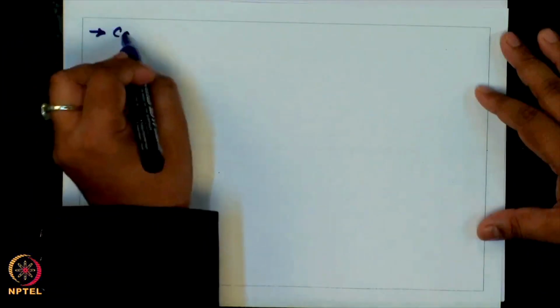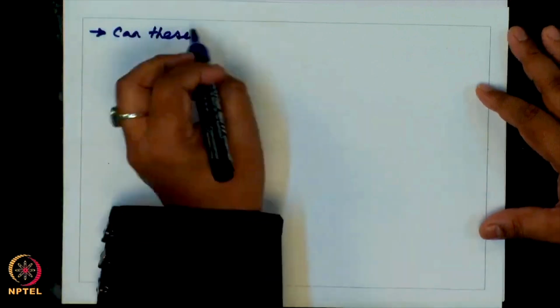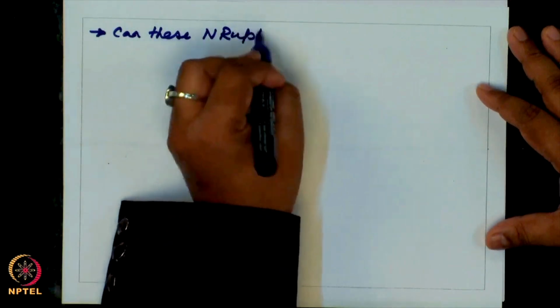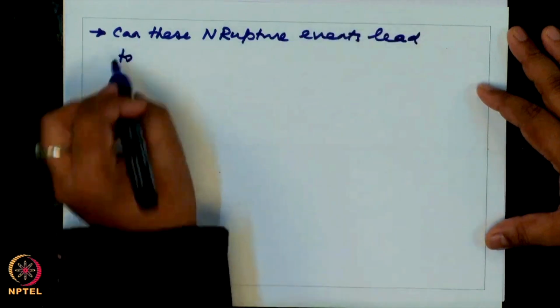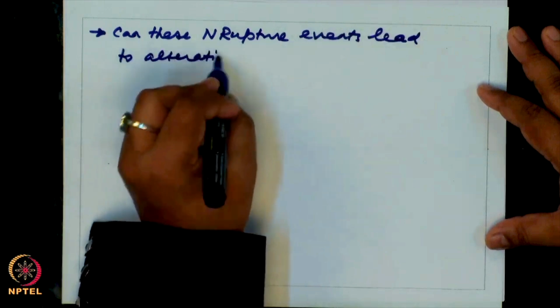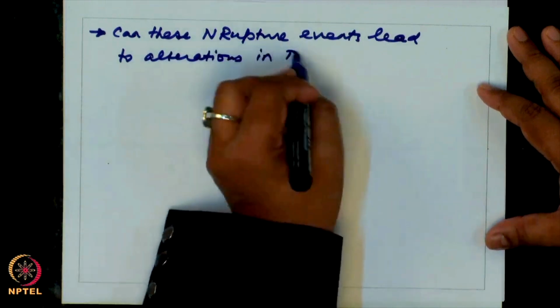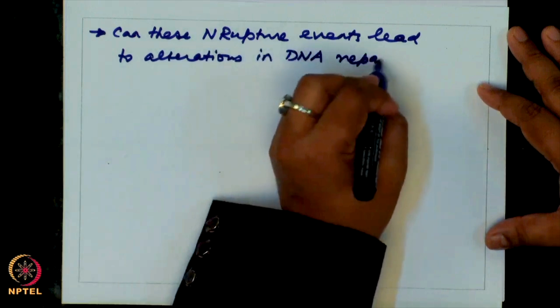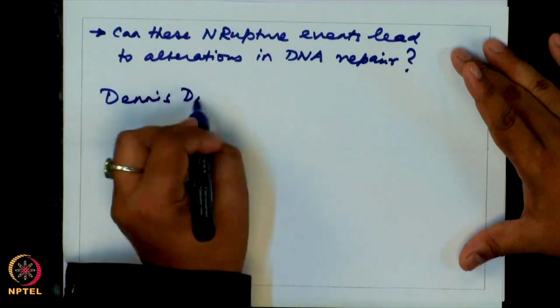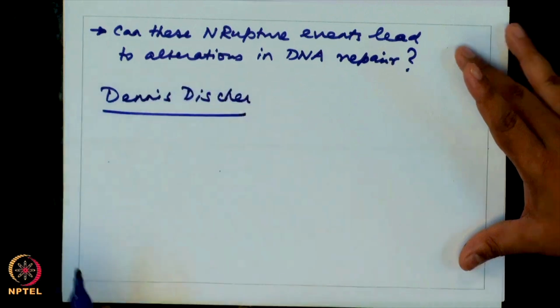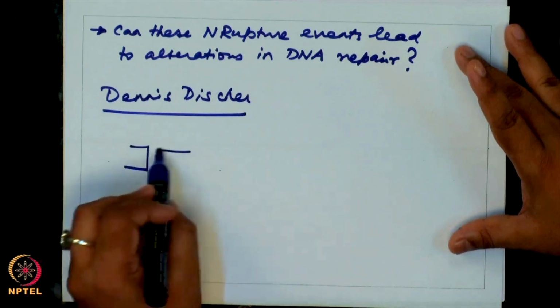Okay. The next part of it is, the question is, can these nuclear rupture events lead to alterations in DNA repair? Okay. So, can it be that DNA repair is impacted negatively? Okay. So, to answer this question, Dennis Discher at UPenn, okay, so he used this pore experiment again.